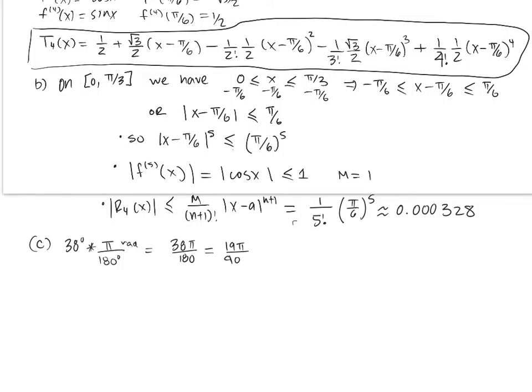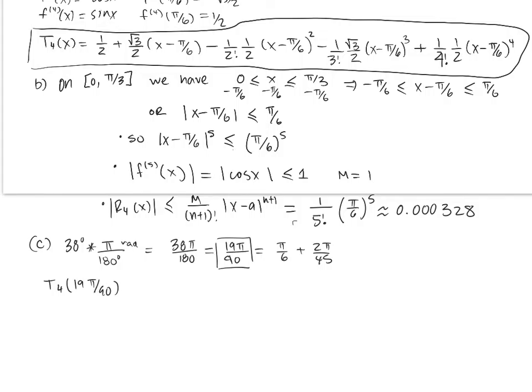Is there a way to make that better? I don't know if it goes past that. It doesn't go past that. One thing that Jill did was she wrote it as pi over 6 plus 2 pi over 45, but you don't have to do that. Anyhow, let's just plug in 19 pi over 90. So T4 of 19 pi over 90.